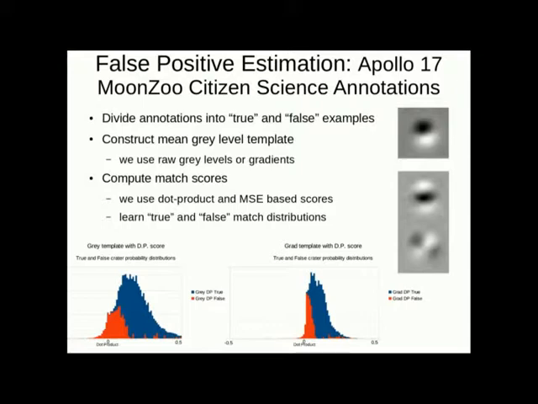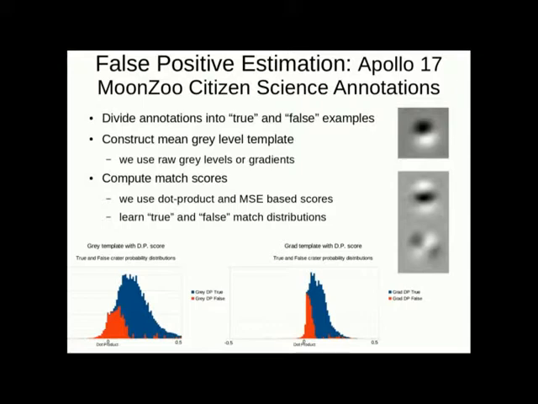Now, once we have the templates, we need some mechanism allowing us to compare those templates to examples of craters in another image. There are lots of match scores that could be used. We chose to use a dot product and a mean square error based score. So we have two different match scores, two different types of templates. And we can plot the distribution of match scores for these different templates. At the bottom of this slide we have a couple of plots showing those distributions.